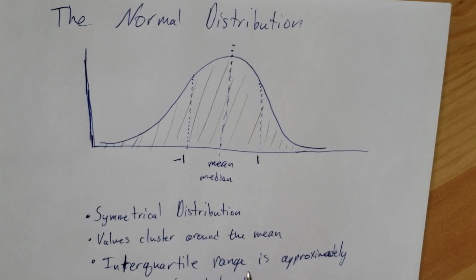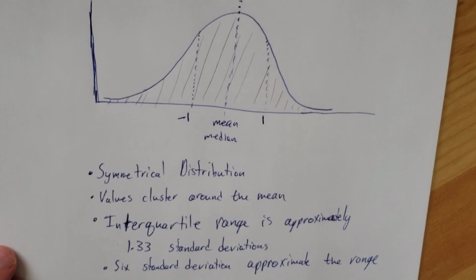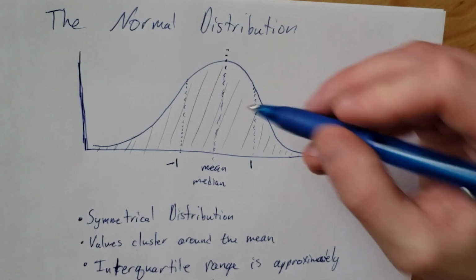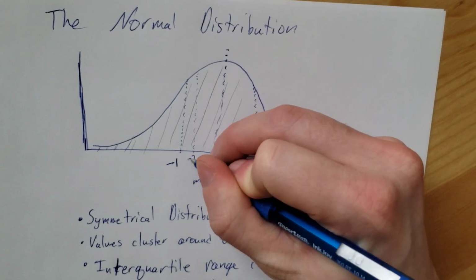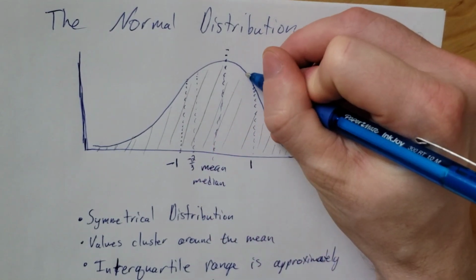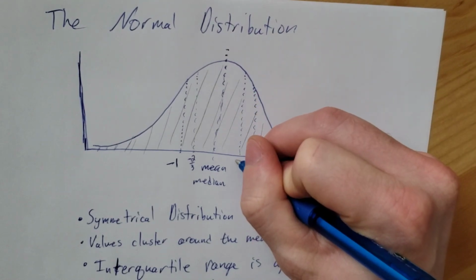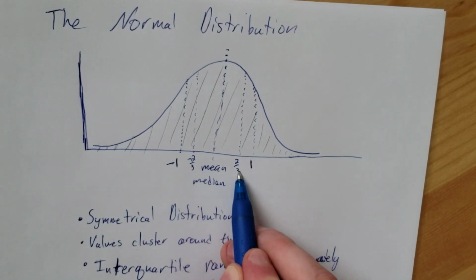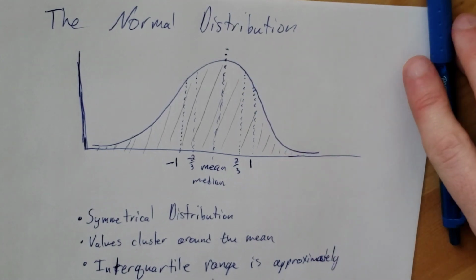If the interquartile range is approximately 1.33 standard deviations, then that middle 50% is approximately 2/3 of a standard deviation below the median, or the mean here, excuse me. They're the same, but specifically I meant the mean there. So between -2/3 and +2/3, approximately, 50% of our data lies.